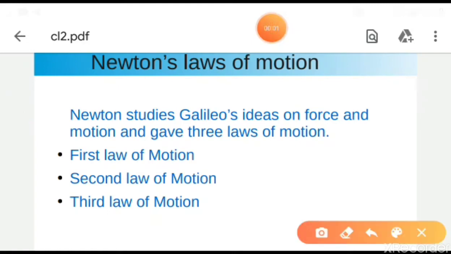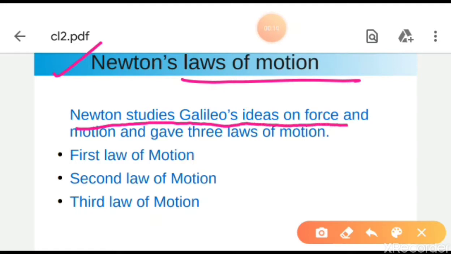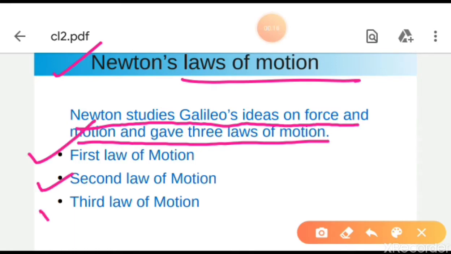Good morning, students. Today I will explain this topic, Newton's laws of motion. Newton studied Galileo's ideas on force and motion and gave three laws of motion: the first law of motion, the second law of motion, and the third law of motion. So we have to study these laws of motion in detail.